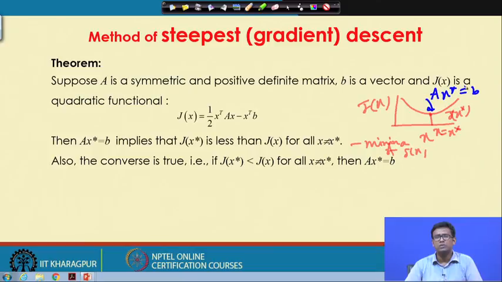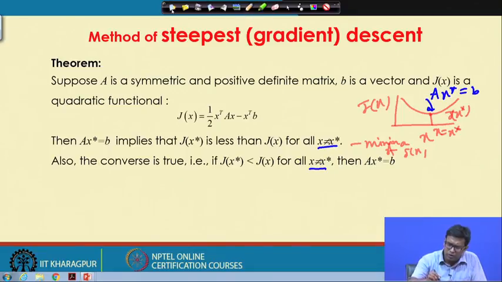The converse is true, that means if we find out a minima of J(x), that is J(x star) is less than J(x) for all x which is not equal to x star. So, for one particular x star I get a value of J(x star) which is minima, then at that x star, Ax star = b. When we write for all x not equal to x star, that says that there is one particular x star for which this is solvable. So, this equation system obviously has a unique solution.